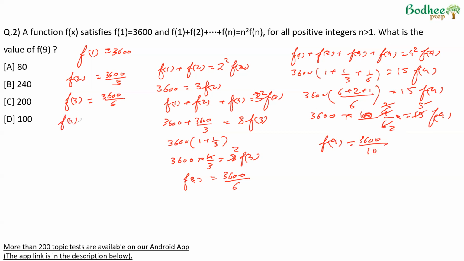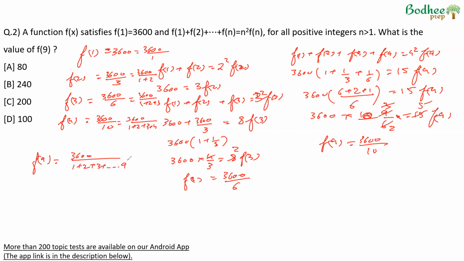Now if we look at the individual values, this is nothing but 3600 upon 1. This is 3600 upon 1 plus 2. This is 3600 upon 1 plus 2 plus 3. Looking at the pattern of the denominators, 3600 upon 1 plus 2 plus 3 plus 4. Now these 1, 3, 6, 10 are numbers that should be obvious in the sense that you should be comfortable with this series. And therefore we say f(9) is equal to 3600 upon 1 plus 2 plus 3 plus 4 up till 9.